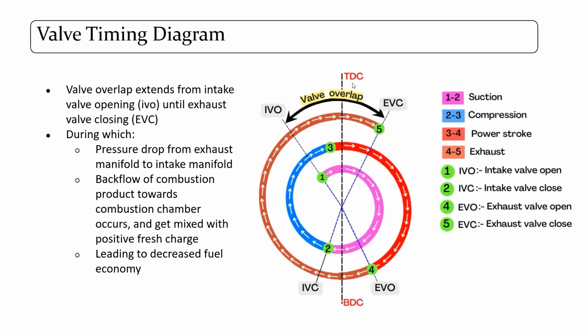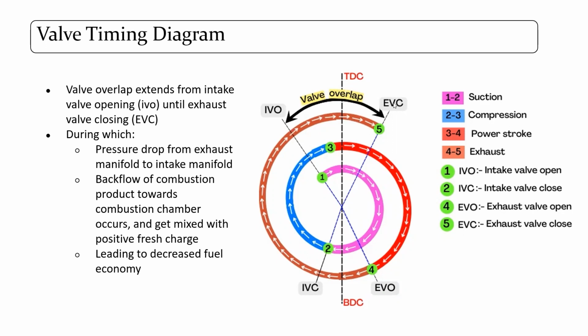So the inlet valve is opening before TDC, and the exhaust valve closes after TDC. That means the inlet valve and exhaust valve are both open during this time. This is very important, because the inlet valve being open means the petrol mixture is coming into the petrol car, and the exhaust valve is also closing after TDC, and all the petrol mixture or diesel mixture is going out. This is called the valve overlap.